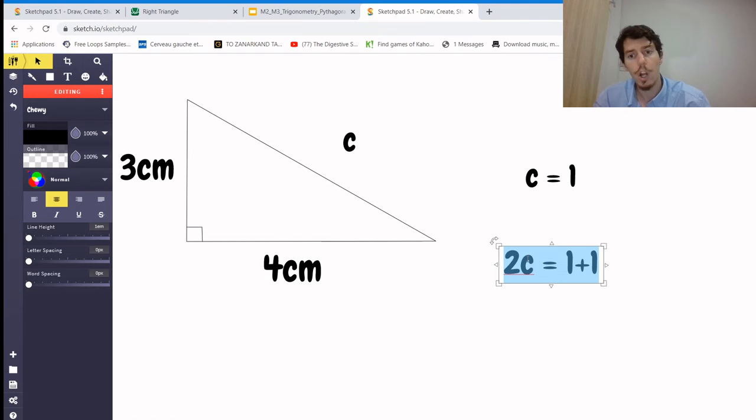All right, but a lot of students make this mistake sometimes. They know that you have to divide by 2 because you don't want 2c, you want only 1c, but they will write something like this: 2c divided by 2 equals 1 plus 1 over 2. And if we do this, 2c divided by 2 is c, but 1 plus 1 over 2 is 1.5. That is not 1. So that's why I say you have to give it to everybody.